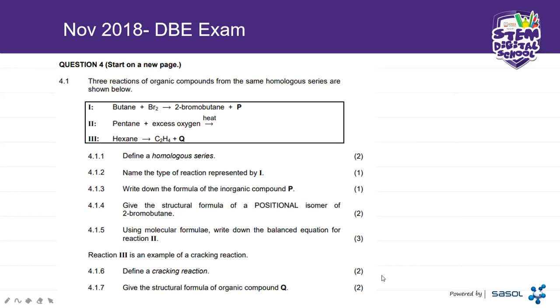So 4.1.7, it says give the structural formula of organic compound Q. Okay, so hexane is 7, right? So if you have 2 there, you minus 2, it means that you're going to have C5 already. We know it's going to be another pentane. Okay, so when you have our pentene, yeah, it's going to be a pentene. But let's check out how we need to draw it as a structure.